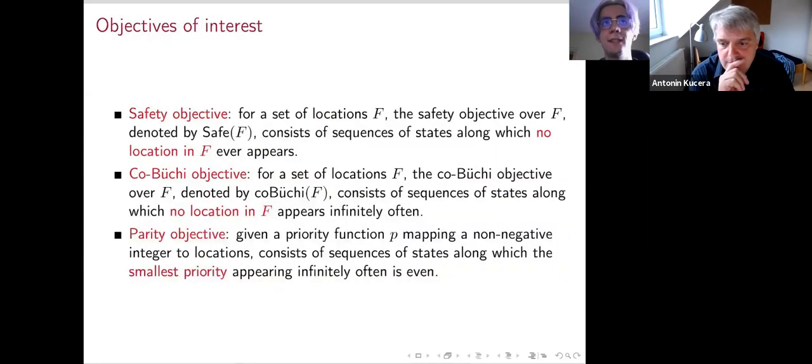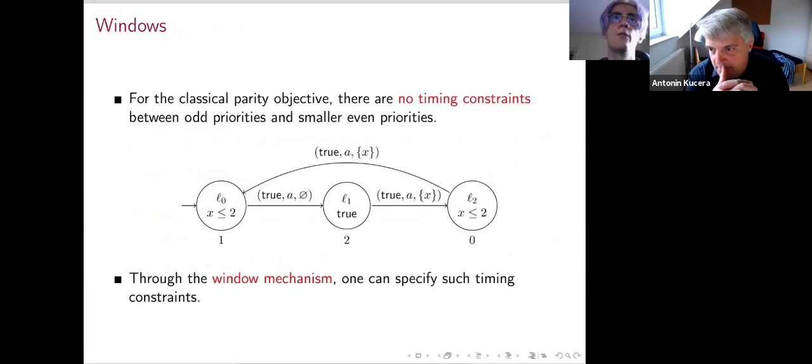Besides the timed window objectives we will later be introducing, we also consider the following untimed classical objectives. The safety objective requires, for a given set of locations F, that we never visit locations in F. The Büchi objective, also defined by a set of locations, requires that we visit these locations infinitely often. The parity objective, defined by a priority function that assigns to each location a non-negative integer, requires that the smallest priority we see infinitely often is even. For this classical parity objective, there are no timing constraints between odd priorities and smaller even priorities.